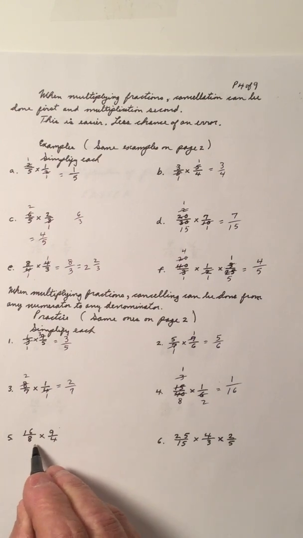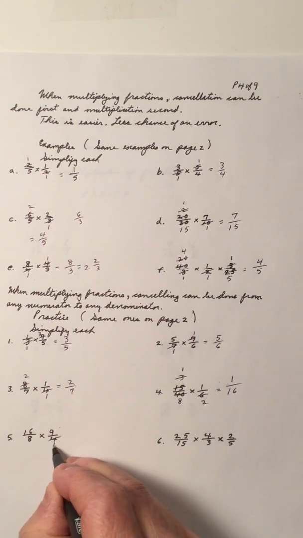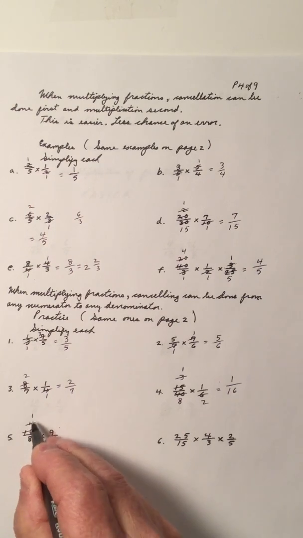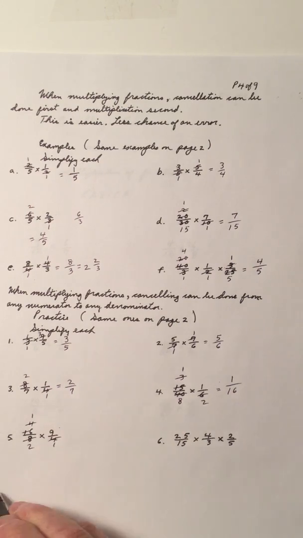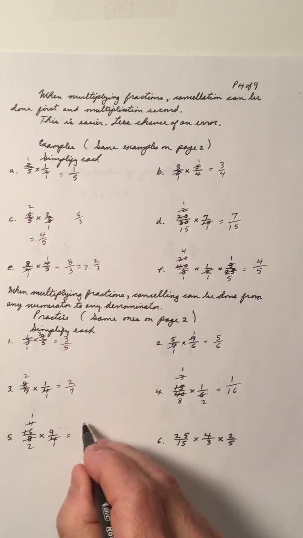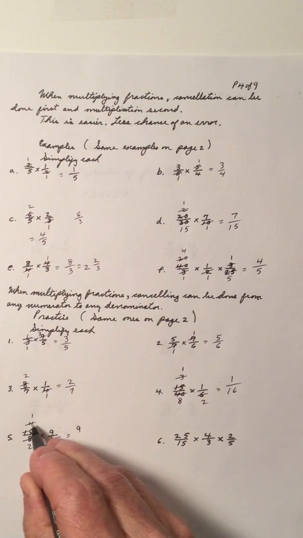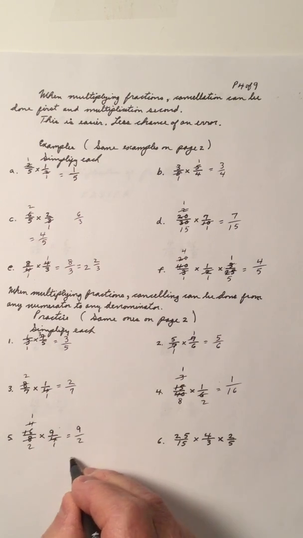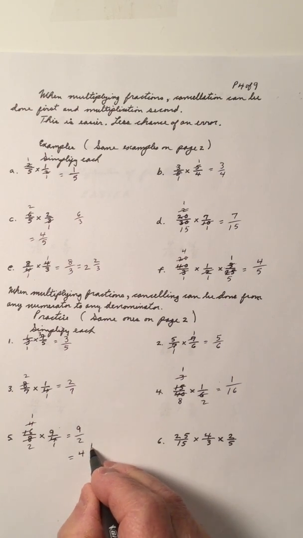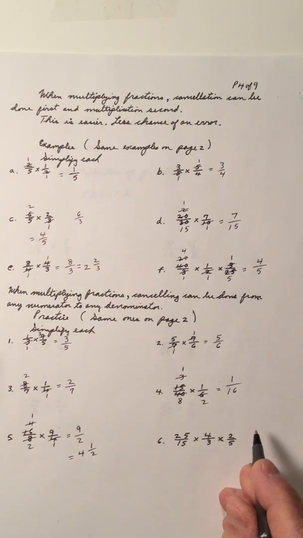And number 5, cancel. 4 into 4 goes once, 4 into 16 goes 4. 4 into 4 goes once, 4 into 8 goes 2. Again, an option. You can cancel whatever way you want, top to bottom. I get a 9 times 1 is 9, 2 times 1 is 2. Improper, so 2 into 9 goes 4 times with 1 left over, so 4 and 1 over 2.